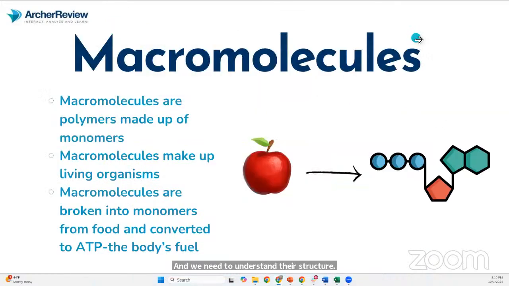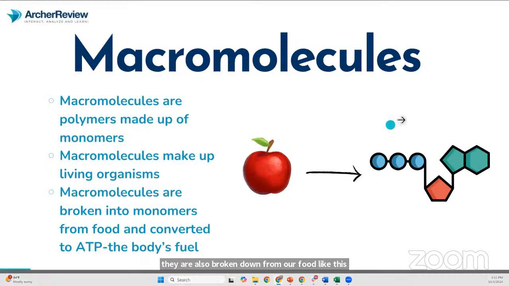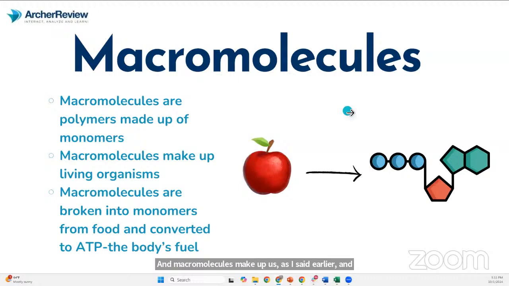So macromolecules are polymers made of monomers, and let those prefixes really help you out. Mono means one. Poly means many. So macromolecules are molecules made of many monomers. That's really all it boils down to. And macromolecules make up us, as I said earlier, and they are also broken down from our food, like this apple here, and converted into ATP, that's the structure here, which is our body's fuel. So macromolecules are incredibly important for us.